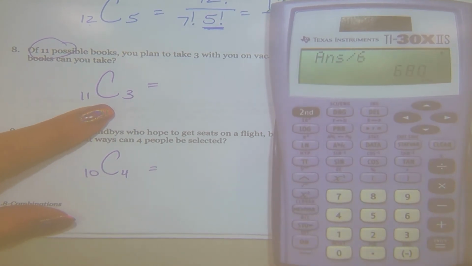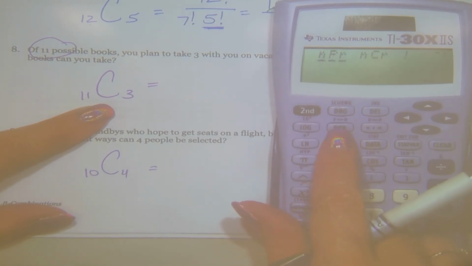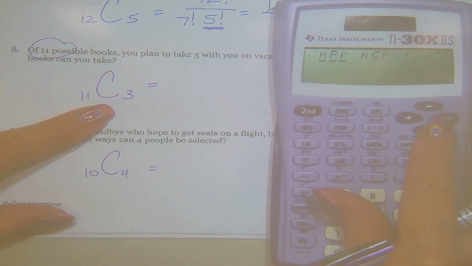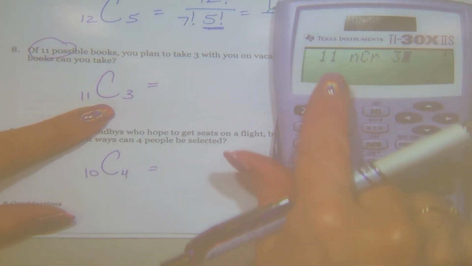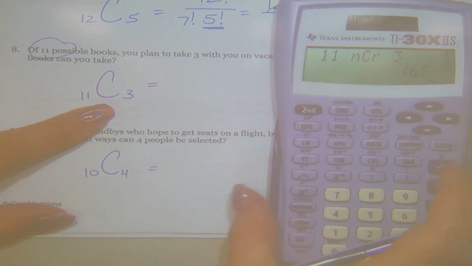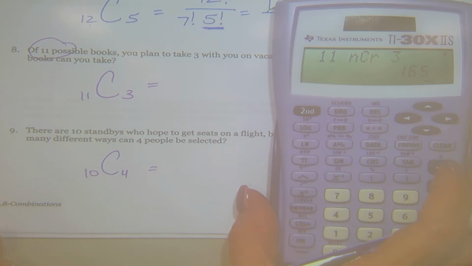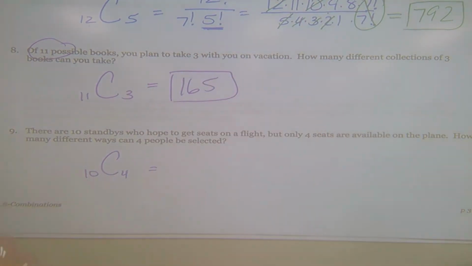11 combinations, pick 3. Choose 3. I'm going to type in the 11. I'm going to go to my probability function, move over to the combination option, hit enter, and then I'm choosing 3 of those. So I've got 11 combinations, choose 3, hit enter, and I get my grand total of 165 different ways to pick books.